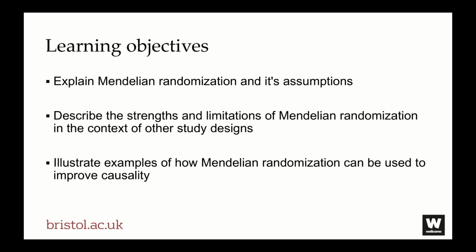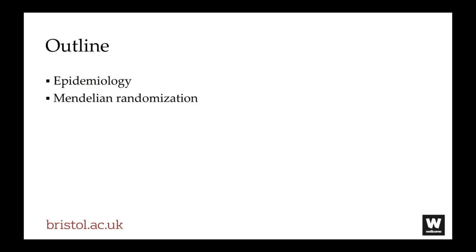So one thing I'll do is explain Mendelian randomization and its assumptions and where it fits in observational epidemiology, describe the strengths and limitations it has as a particular study design, and then I'm just going to illustrate a couple of examples of how it's been used to improve causality in lots of different contexts, some of which I've been involved in. And then I might finish by talking about some of the work that I'm doing at the moment and where it fits in terms of Mendelian randomization and that kind of method.